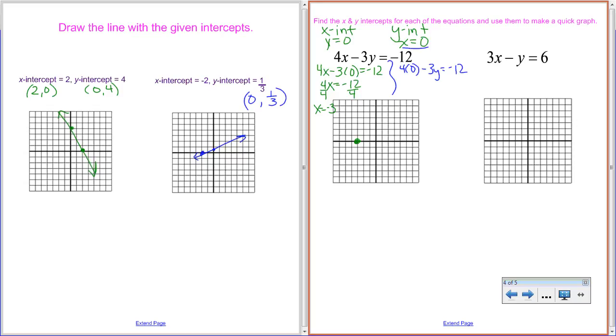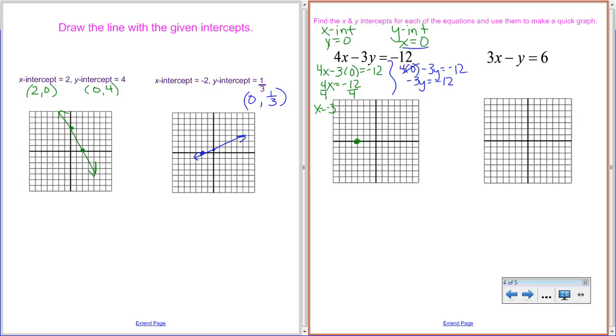What's going to happen to this 4 times 0? It's going to cancel. It's gone. It's kind of useless. 0 in the equation, we can leave it out. It doesn't matter whether I add 0 or subtract 0, it's still going to be negative 12.